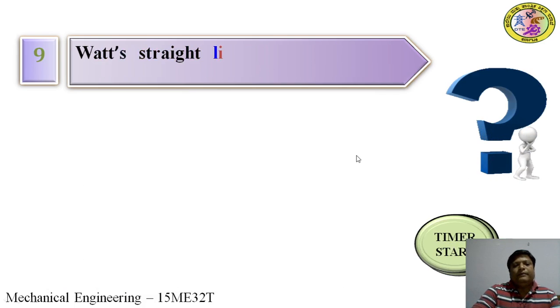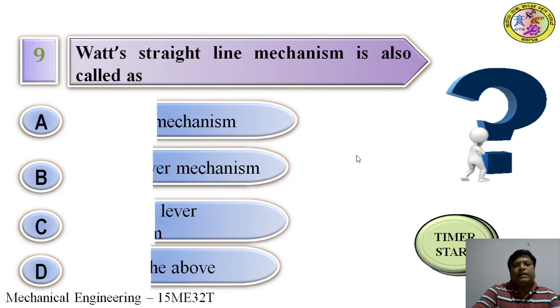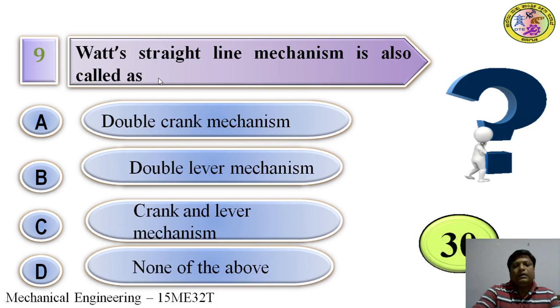Question number 9. What straight line mechanism is also called as: option A, double crank mechanisms; option B, double lever mechanisms; option C, crank and lever mechanisms; option D, none of the above.